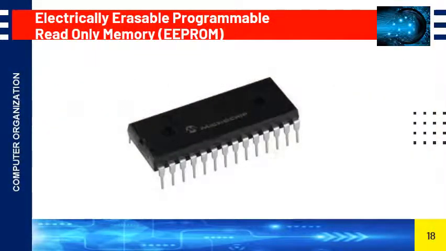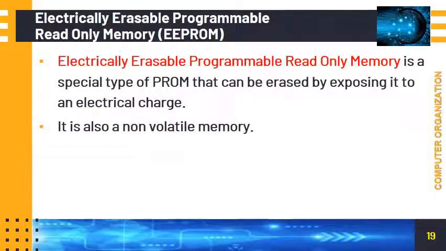And the last one is EEPROM. EEPROM stands for Electrically Erasable Programmable Read Only Memory. Electrically Erasable Programmable Read Only Memory is a special type of PROM that can be erased by exposing it to an electrical charge. So it can be erased using an electrical charge, and it is also a non-volatile memory. Comparing with all other types of ROM, EEPROM is slower in performance. So these are the types of memory.